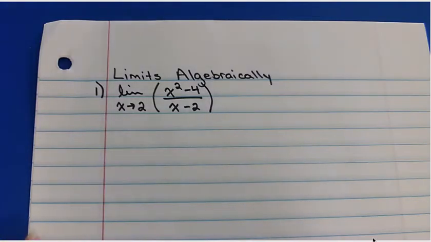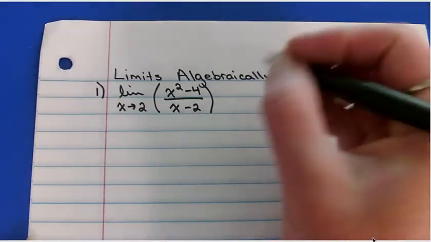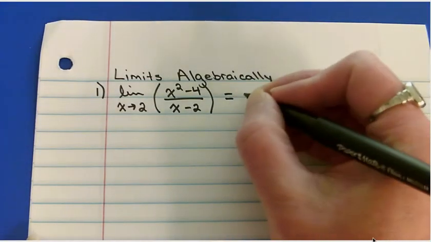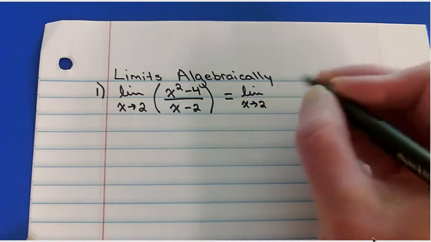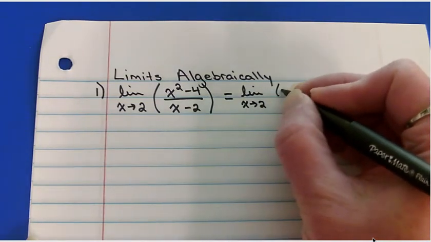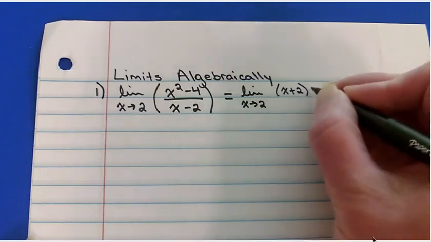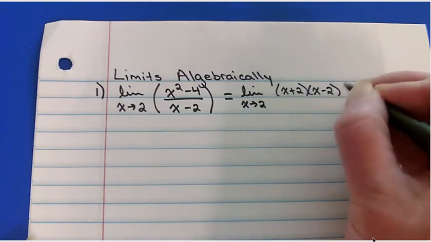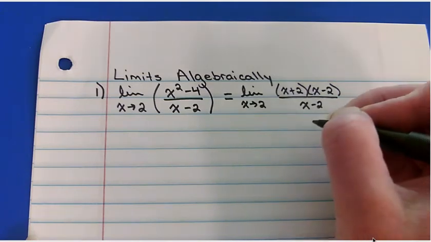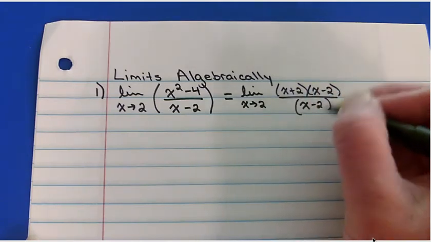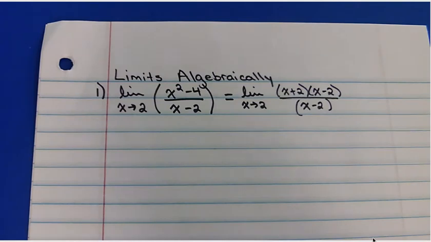So what we can do is to simplify this. So I'm going to factor. I'm going to rewrite this as the limit as x approaches 2 of x plus 2 times x minus 2 over x minus 2. Now I could simplify this fraction by dividing out the common factors as long as x is not equal to 2.